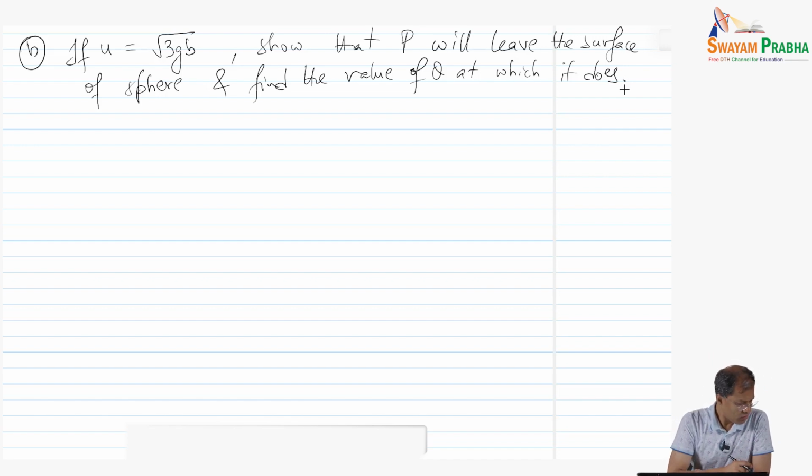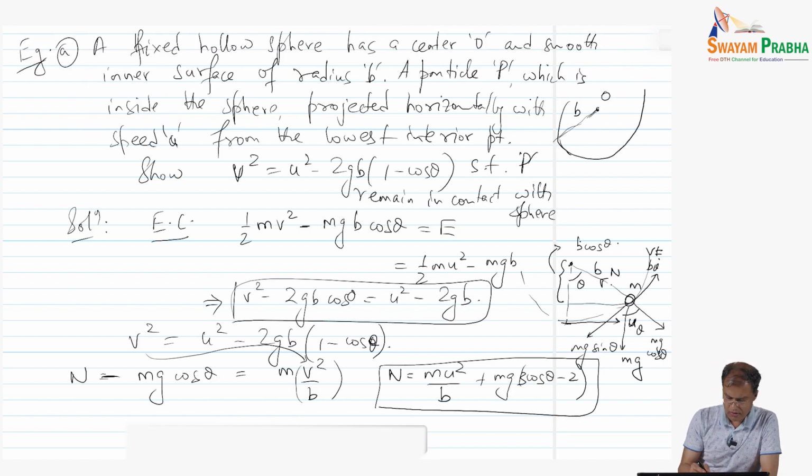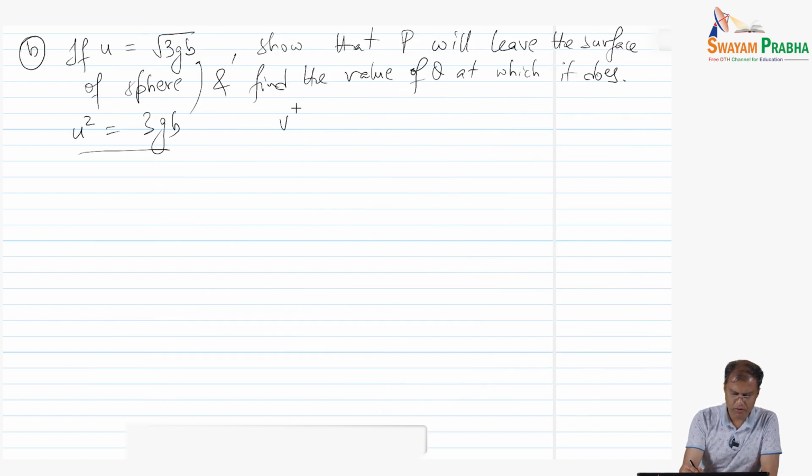Right? So what have we got here? We see that when u square is 3gb, that is what is given, we can quickly find what my velocity is. With this formula, I can plug in the value of u, and I see that my velocity v square comes out to be gb(1 + 2 cos theta).